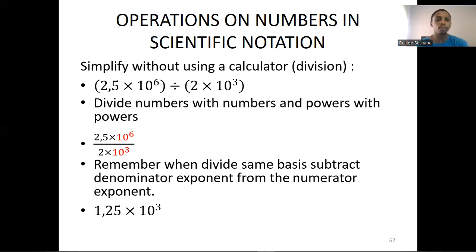It's already in scientific notation. That 1,25, it's already in scientific notation. Already there's only one digit before the comma, so we don't need to simplify that. So basically this will be our final answer.